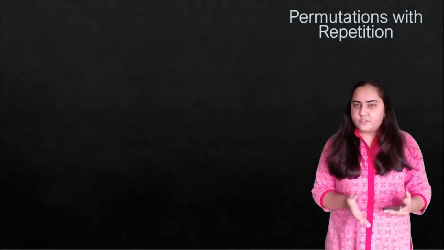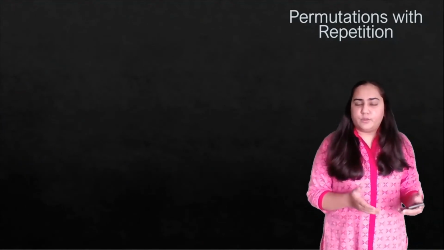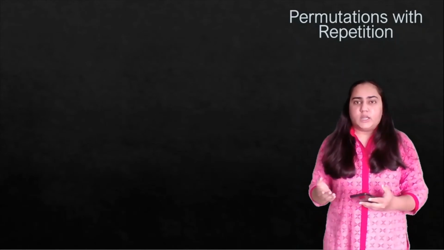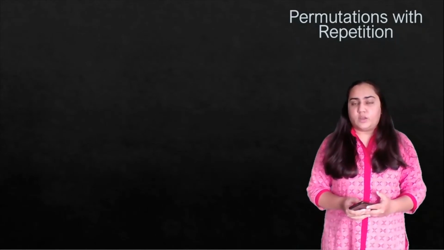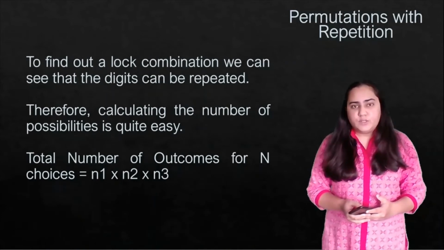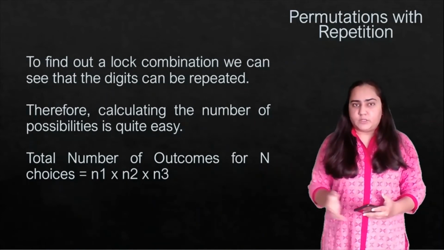Now, there are two kinds of permutations. First, we have permutations with repetition, and we also have permutations without repetition. So first, we are going to go through permutations with repetitions.